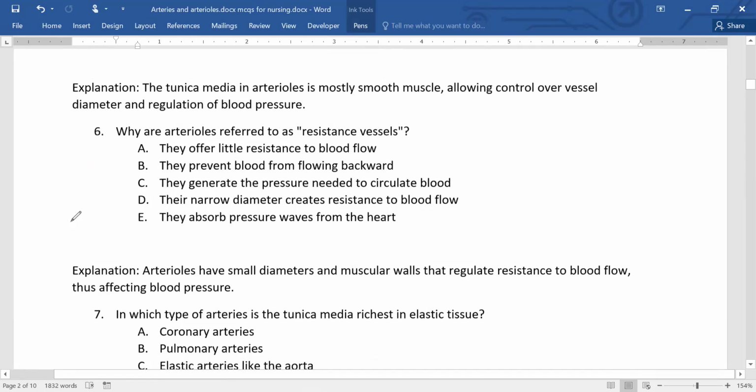Why are the arterioles referred to as resistance vessels? Because they offer little resistance to blood flow, they prevent blood from flowing backward. They generate the pressure needed to circulate blood. Their narrow diameter creates resistance to blood flow. They absorb pressure waves from the heart. Arterioles have small diameters and muscular walls that regulate resistance to blood flow, thus affecting the blood pressure. So the correct answer is D.